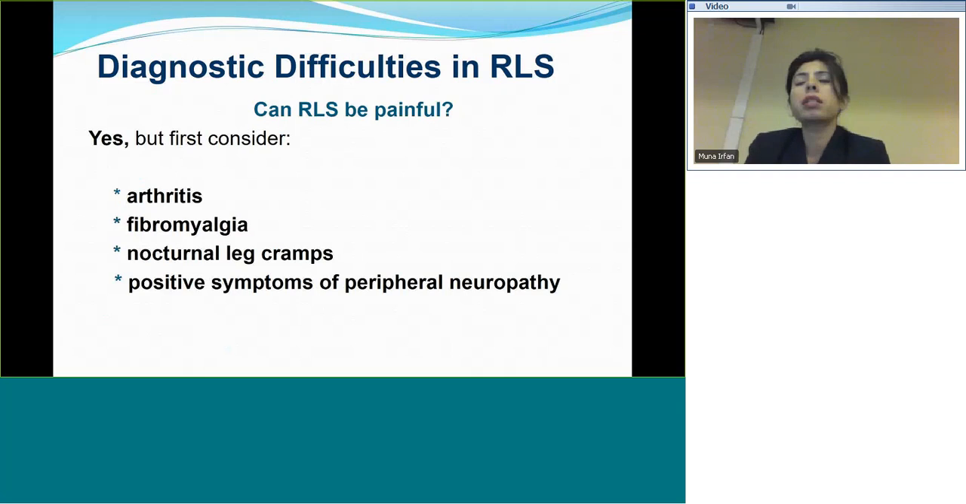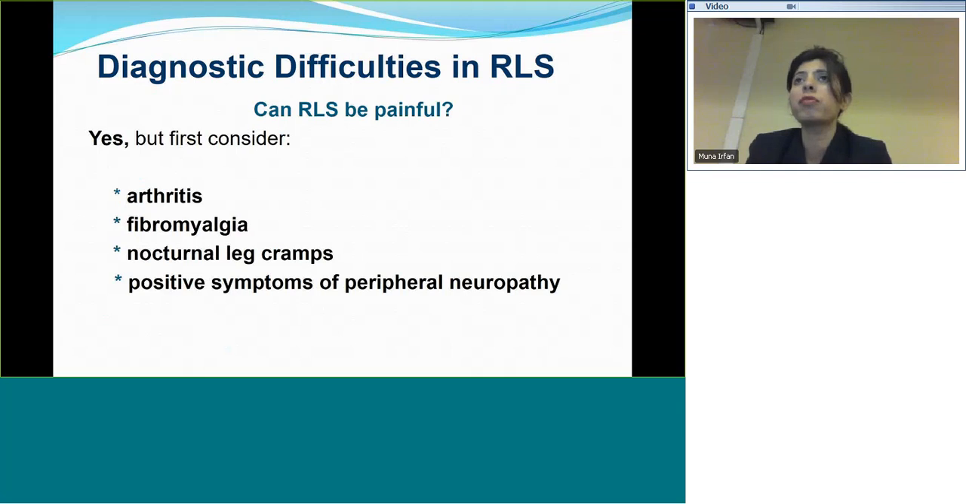And a few other things which sometimes might make it difficult to tease apart whether it's truly Willis-Ekbom or whether it's just something else. So a few points which we'll go over: can restless legs be painful? Typically pain is not the core feature that the patient should present with. But sometimes the discomfort can be so prominent or so bothersome that it can feel as if the legs are hurting. But if that is the case, we need to really do our due diligence and make sure that it's not arthritic pain, or fibromyalgia, nocturnal leg cramps, or neuropathic features.